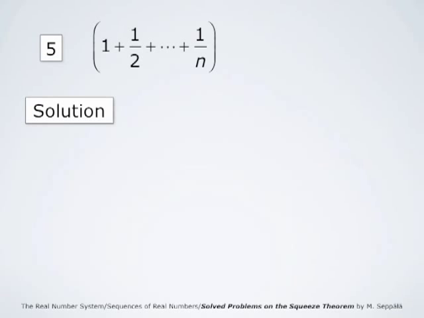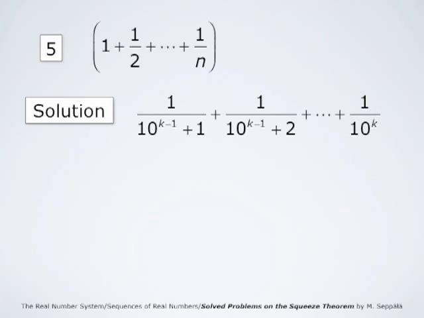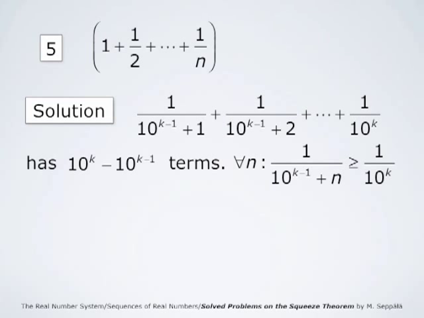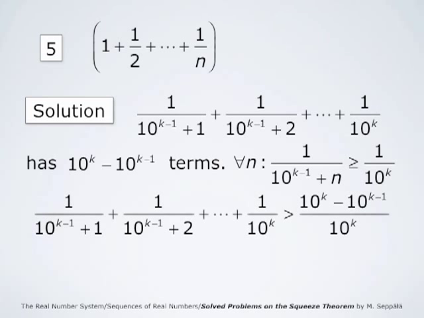We estimate the quantities 1 plus 1 half plus and so forth plus 1 over 10 by dividing this sum into partial sums. And we estimate these partial sums using the same method as we used a moment ago for the first 10 terms. So we look at the quantity 1 divided by 10 to the power k minus 1 plus 1, plus 1 divided by 10 to the power k minus 1 plus 2, plus and so forth plus 1 divided by 10 to the power k. This is a sum that has 10 to the power k minus 10 to the power k minus 1 terms. Each one of these terms is at least the smallest term, which is 1 divided by 10 to the power k. Since there are 10 to the power k minus 10 to the power k minus 1 terms, the sum is larger than 10 to the power k minus 10 to the power k minus 1 times the smallest term, which is just 1 over 10 to the power k.